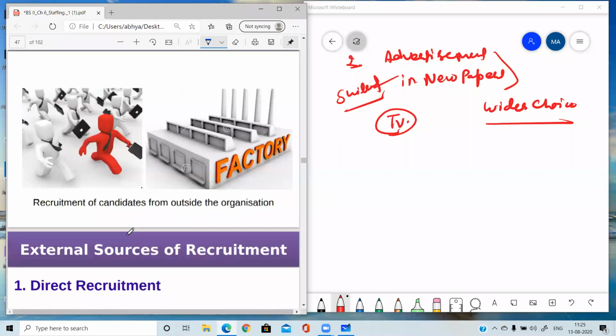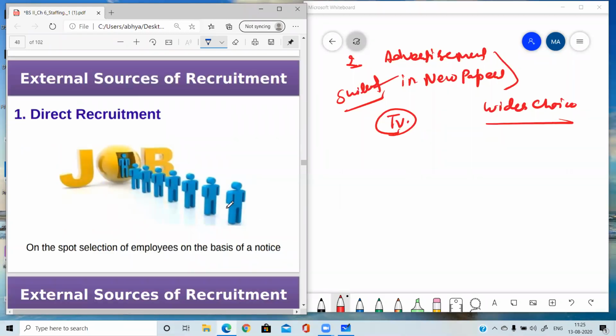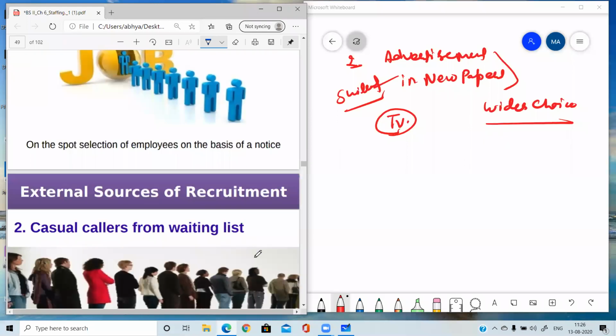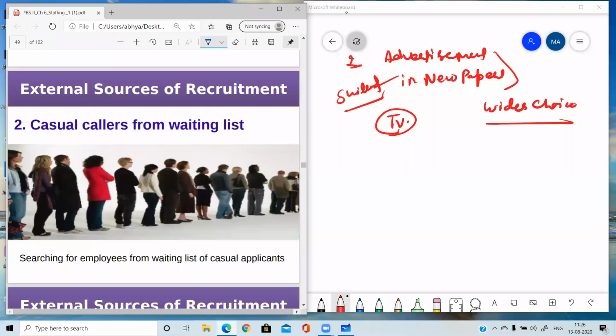External sources, so direct recruitment we have already done. Workers or the employees are standing in front of the factory gate like this, and one person comes inside the factory and randomly selects the person, on the basis of the notice. Then casual callers, advertisements we have already done. Second, I am taking third, that is the casual callers.